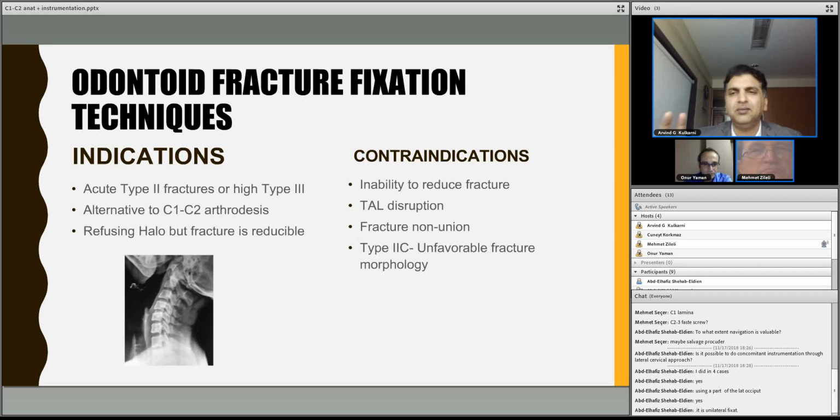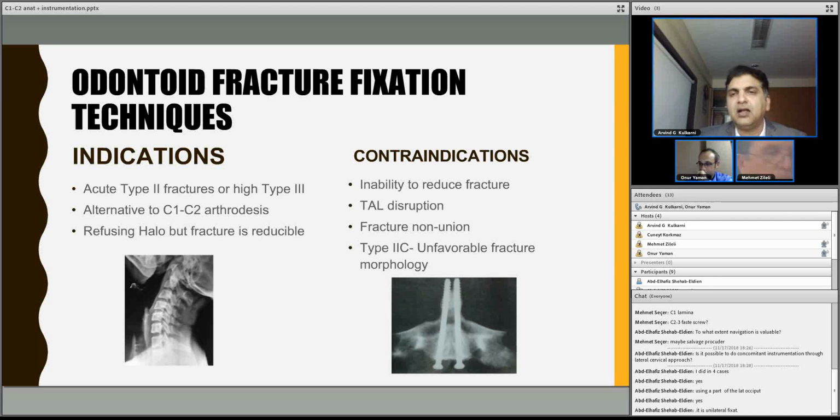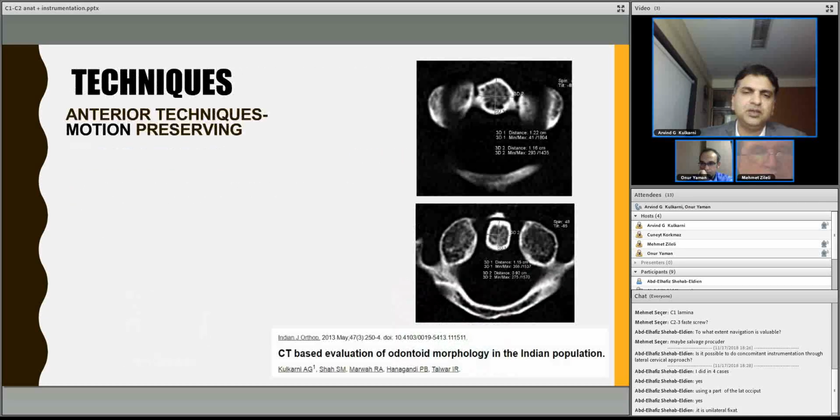And the fractures usually don't come in typical type 1, type 2, type 3 variety. They come in various shapes and sizes, various permutation combinations. The type 3 fracture can sometimes go through the facet joint of C1, C2. In such a situation, you can't do an odontoid fixation. You need to do a C1, C2 fusion. So this is basically a motion preservation surgery.